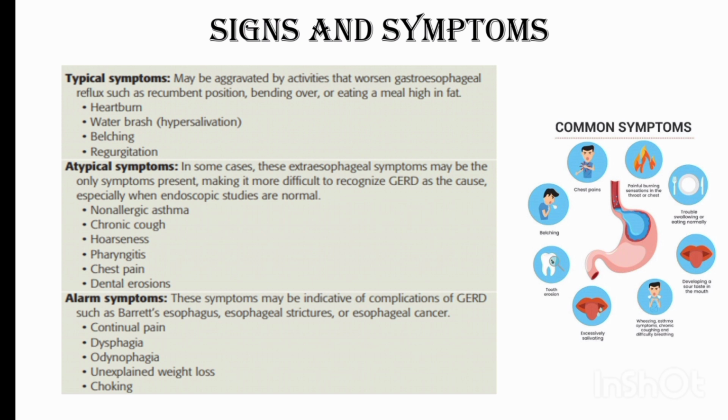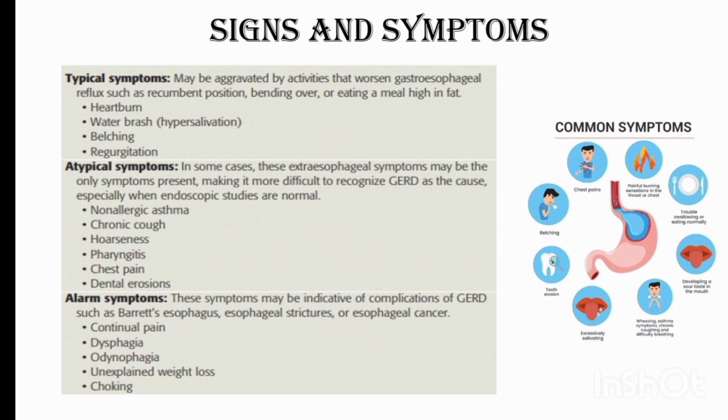Typical symptoms which may be aggravated by activities and can be worsened include heartburn. Heartburn is the indication sign of GERD. Water brash, known as hypersalivation, is where the person feels liquid coming into the mouth from the esophagus. Belching of the stomach and regurgitation: regurgitation is where the stomach contents are refluxed into the esophagus.